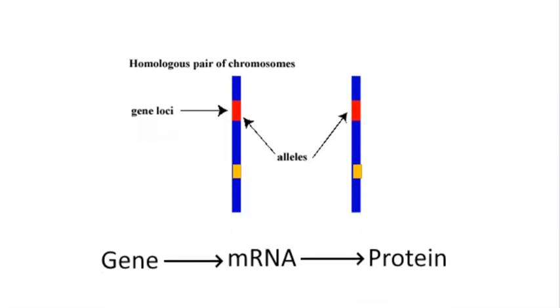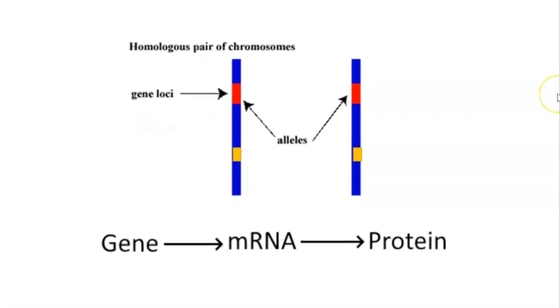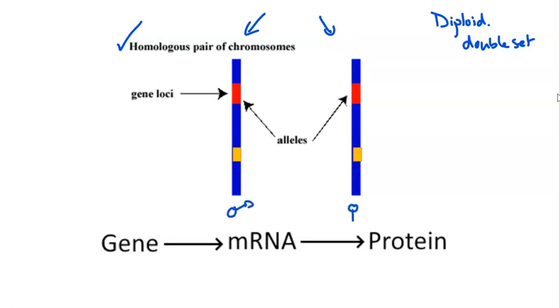Okay, so previously we began with the idea of homologous pairs, that human chromosomes in the diploid form, remember, it's a double set of human chromosomes, and in this particular instance we're looking at one of those pairs. Each one is inherited, one from the father and one from the mother, and they are known as a homologous pair. And we also established that on the homologous pairs we have genes.